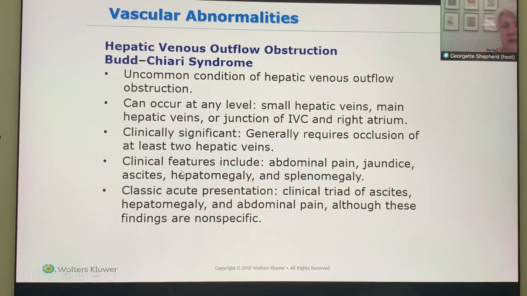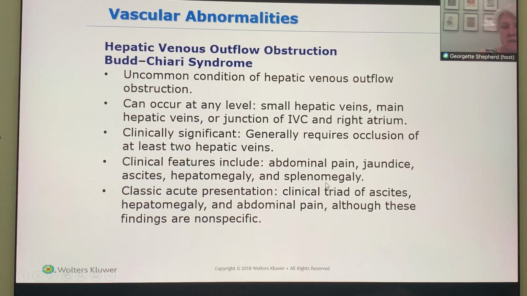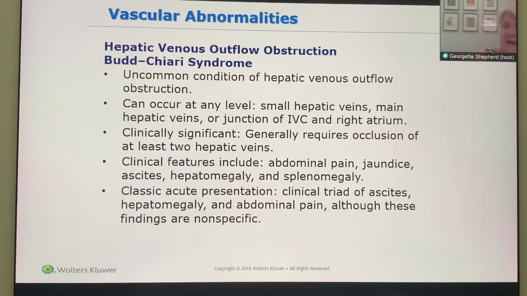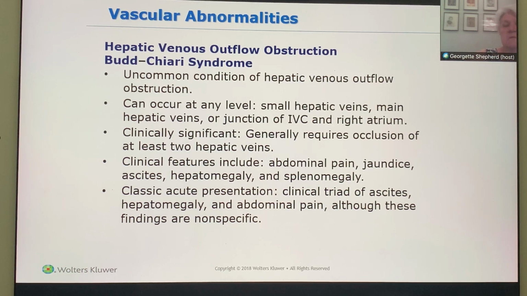Those people usually have ascites, hepatomegaly, and abdominal pain. They'll also have jaundice and splenomegaly. But if it's acute, you have ascites, hepatomegaly, and abdominal pain. So from now on, when you take that IVC picture of the left lobe of the liver, you place it up to make sure you don't see any type of a thrombus.